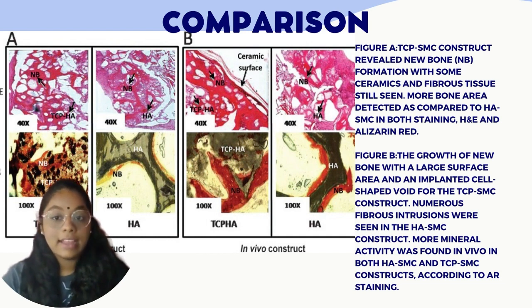Here, we would like to compare hydroxyapatite granules and TCP, tricalcium phosphate, to justify why tricalcium phosphate is much better than hydroxyapatite granules in bone scaffolding. In Figure A, the TCP construct reveals new bone formation with some ceramics and fibrous tissue still seen. More bone area was detected as compared to hydroxyapatite in bone staining. Meanwhile, in Figure B, there is growth of new bone with a large surface area and an implanted cell-shaped void for the TCP construct. Numerous fibrous intrusions were seen in the hydroxyapatite construct.